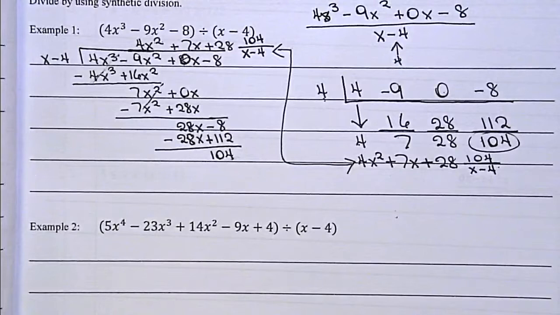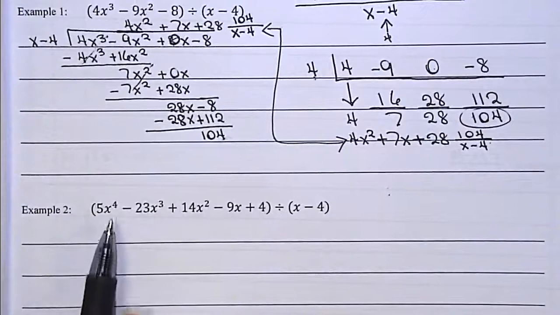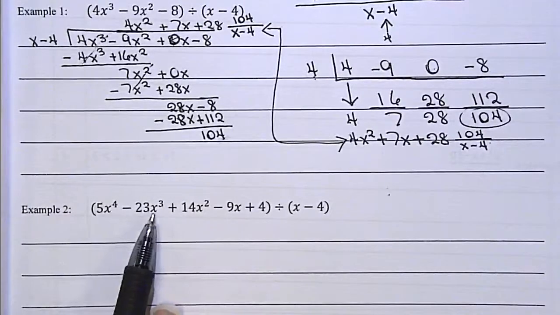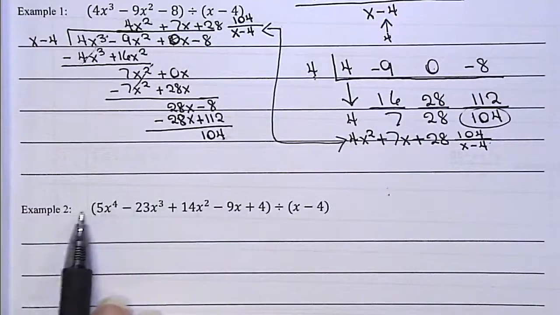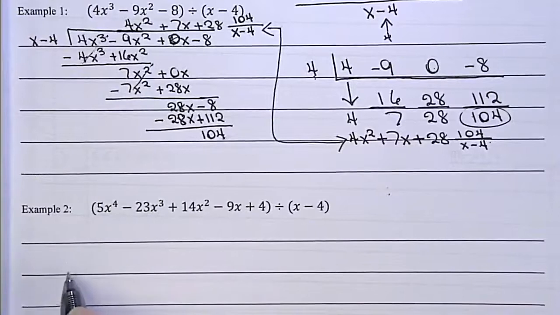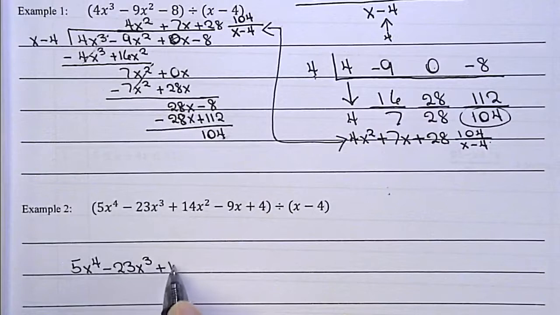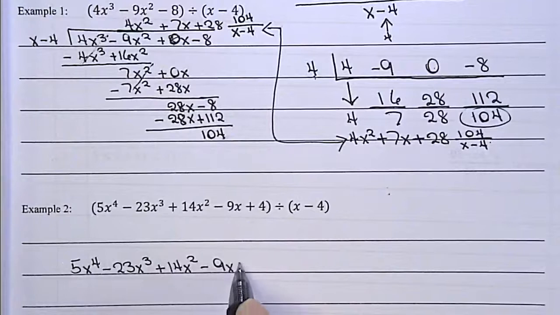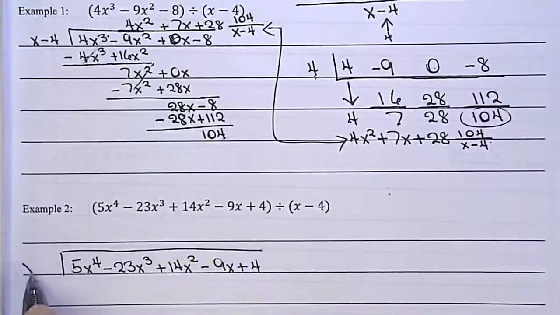So let's do the next one. We'll do it both ways, all right? All right, so I have this really long problem, but the first thing let's do is just check it. X to the fourth, x cubed, x squared, x, number. It's fine, isn't it? It's got all its pieces. It's in the right order. So I'm going to put it down for long division. I'm going to go 5x to the power 4 minus 23x cubed plus 14x squared minus 9x plus 4, and I'm going to say divided by x minus 4.